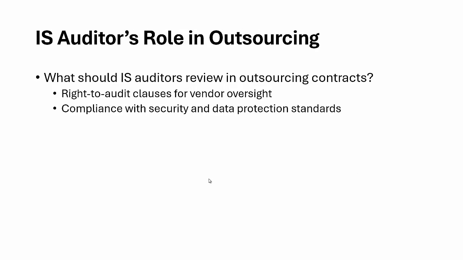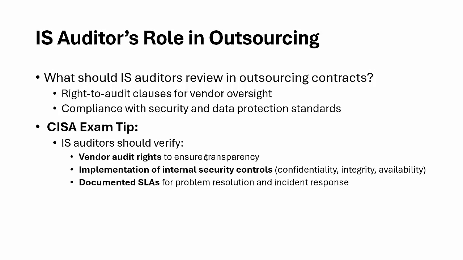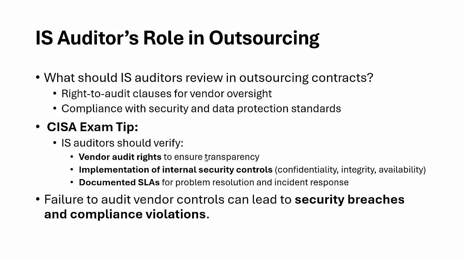So what should the IS audit review in an outsourcing contract? First is the right to audit clause, because as a customer, I have very limited visibility in the cloud. So I can add a right to audit clause in the contract by which I can do the audit. Second is compliance with security and data protection standards. As an IS auditor, you should verify vendor audit rights, implement internal security controls, and document the SLA. Failure to audit the vendor's controls can lead to a security breach. So you have to look for that. That's a very important part. Is it clear?